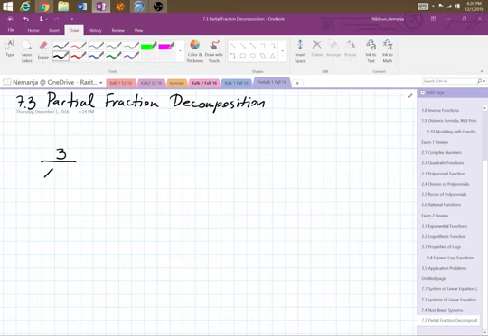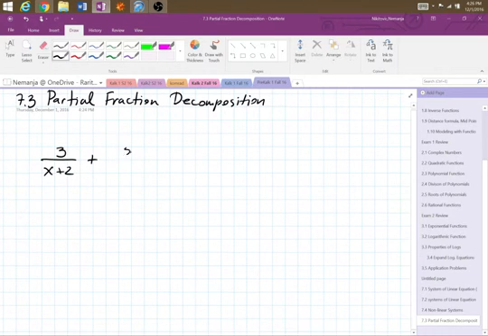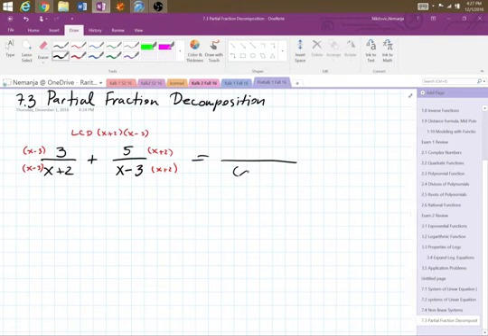So let's say you have 3 over x plus 2 plus, say, 5 over x minus 3. It doesn't really matter what the numbers are. So this is a problem from algebra where you are supposed to add these two fractions, these two rational expressions. And the way you did this was you would find the least common denominator, LCD. In this case, it's x plus 2, x minus 3. And then you would multiply both of these fractions with whatever is missing in the denominator so that you can add them. So in this case, x minus 3 on the left and x plus 2 on the right. And what you get is the common denominator x plus 2, x minus 3.